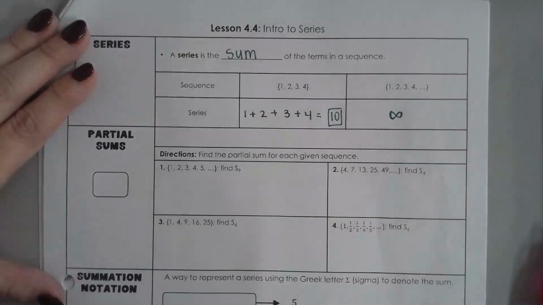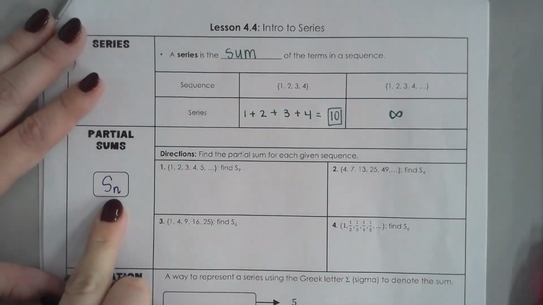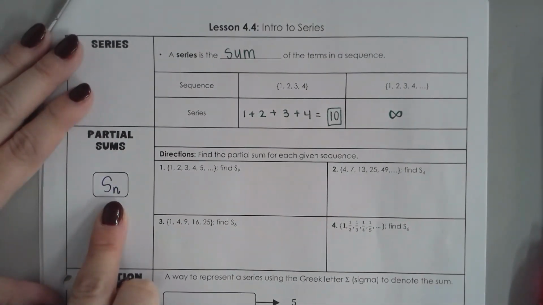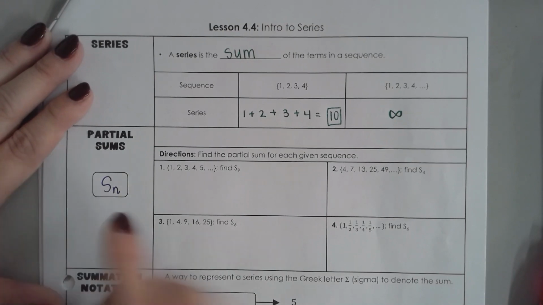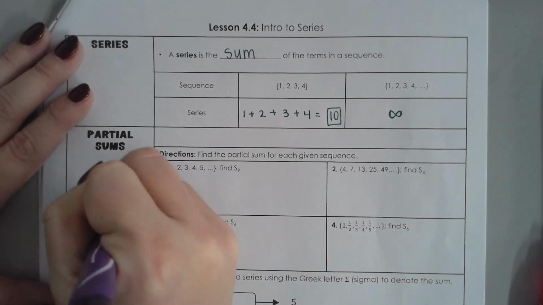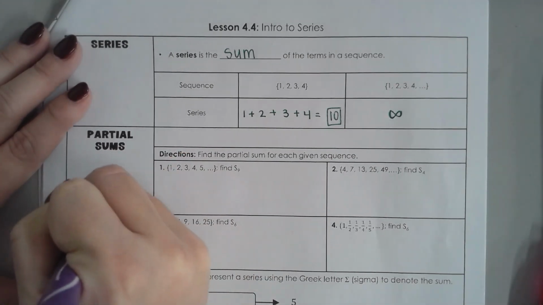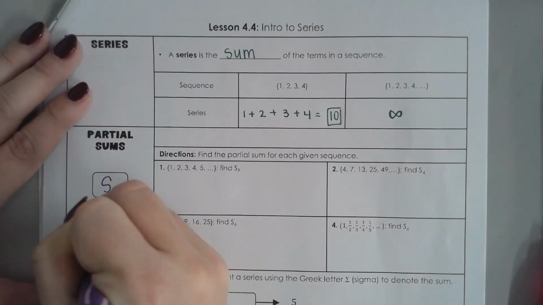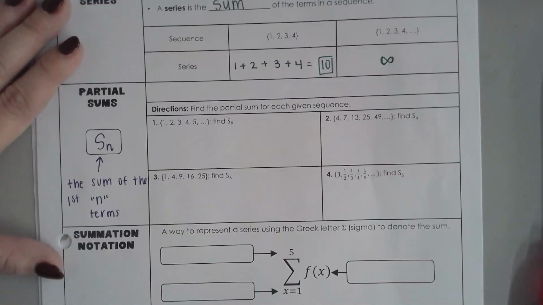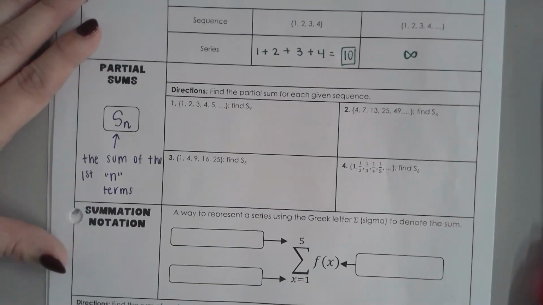So you might see this notation, a capital S with a subscript. In general, we're just going to use n. So this means the sum of the first n terms. So whatever number is there in the n spot, that's how many terms we're adding together.